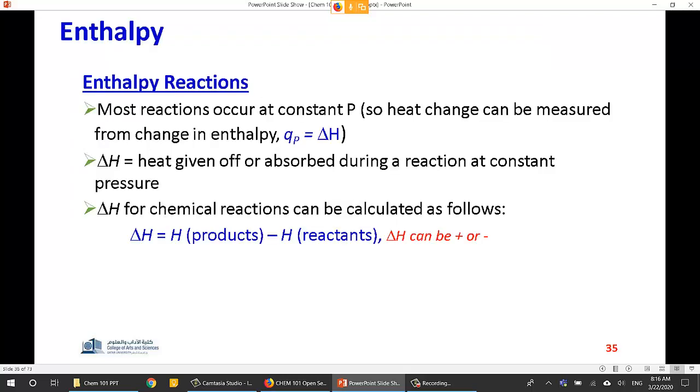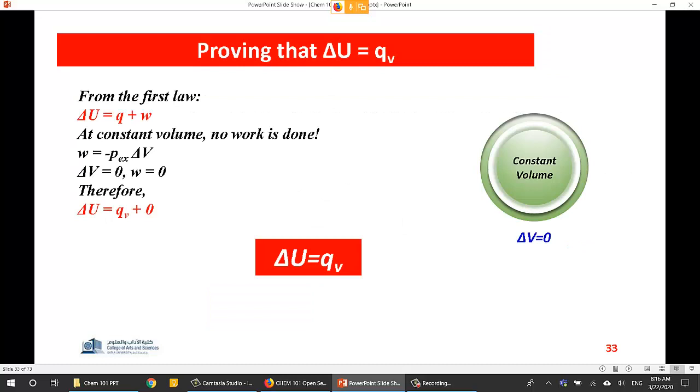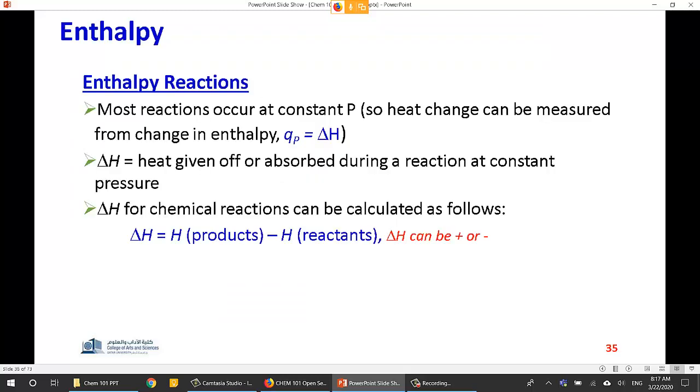So these two terms will cancel, and you can come up to this equation, delta H is equal to QP. Now, the derivation is not required from you, it's just for you to understand, but you need to memorize that delta U is equal to QV and delta H is equal to QP. These are two very important equations in this chapter.